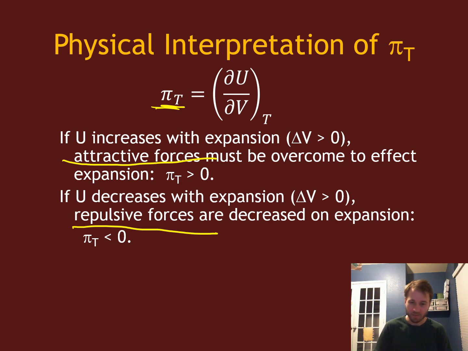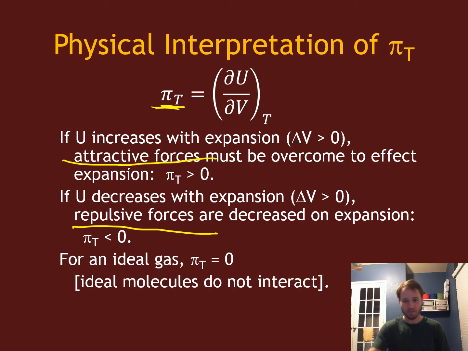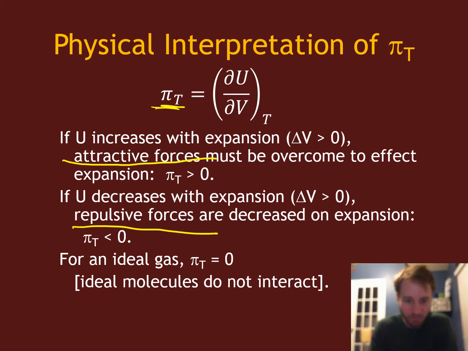So for pi sub T greater than 0, internal energy increases with an increase in volume, and for pi sub T less than 0, internal energy decreases with an increased volume. Those are related to attractive versus repulsive forces, respectively. And then finally, for an ideal gas, as we talked about before, pi sub T equals 0. Molecules do not interact, so there is no change in internal energy with a change in volume. And that does it for this video talking about the exact differential of internal energy.